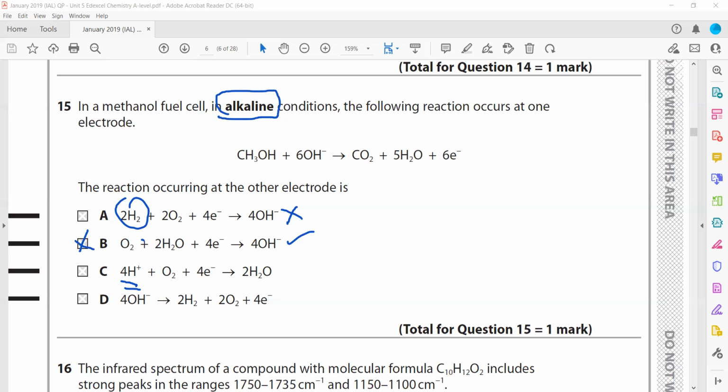And C is incorrect because the conditions are alkaline. If the same question was there with acidic condition, then C would be the right answer. And D is totally wrong because if on one side it is a loss of electrons, then this side should be a gain of electrons.